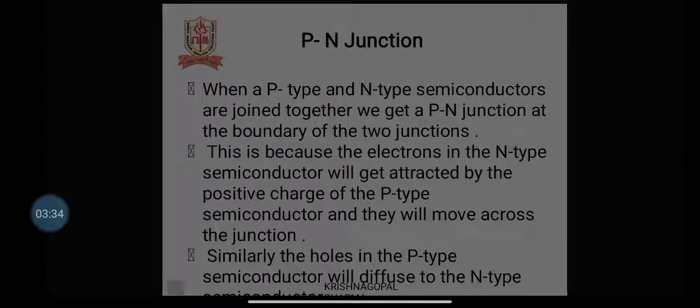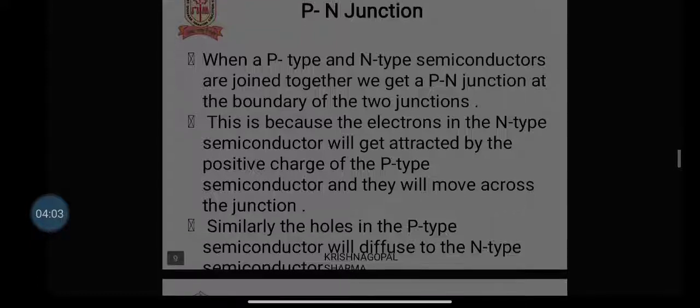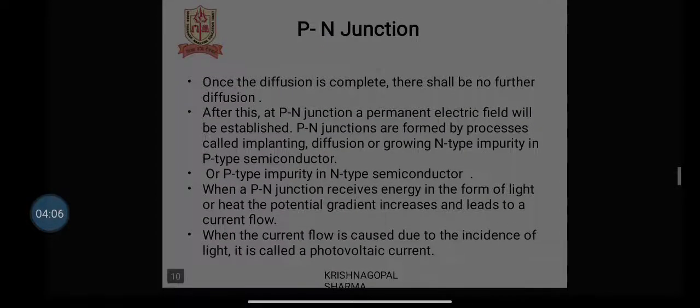So now let's see the PN junction. When P-type and N-type semiconductors are joined together, we get a PN junction at the boundary of the two. This is because the electrons in the N-type semiconductor get attracted by the positive charge of the P-type semiconductor and move across the junction. Similarly, the holes in the P-type semiconductor diffuse to the N-type semiconductor. Once the diffusion is complete, there is no further diffusion. After this, at the PN junction, a permanent electric field is established.